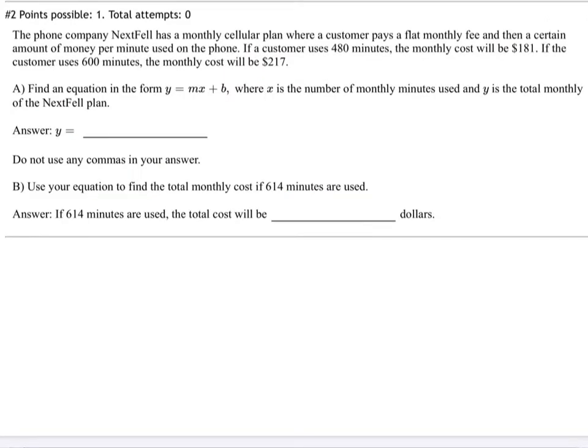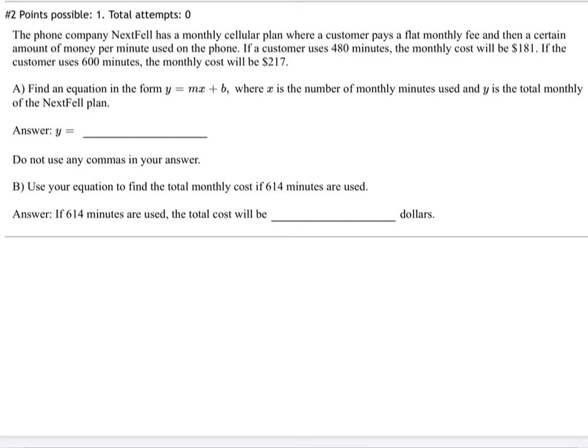5. So the phone company, Nextel, has a monthly cellular plan where a customer pays a flat monthly fee and then a certain amount of money per minute used on the phone. If a customer uses 480 minutes, the monthly cost will be $181. If the customer uses 600 minutes, the monthly cost will be $217. Find an equation in the form of y equals mx plus b, where x is the number of minutes, y is the total monthly cost. So, in other words, it's exactly what we were doing before.